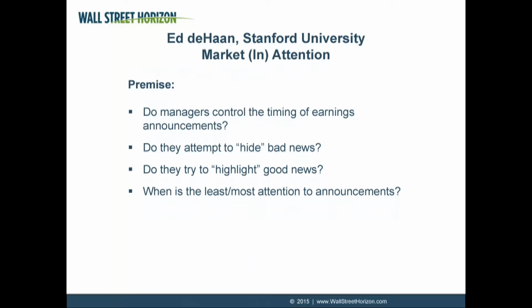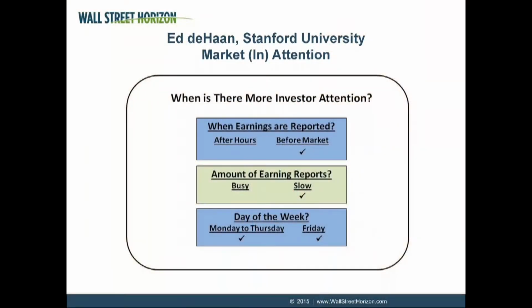So first, I'll talk about deHaan's paper, which is about market inattention. So the question he approached was, do managers control the timing of the earnings announcements? Eric talked a lot about the advancers versus the delayers and what's the value. Well, are they intentionally doing something? Do they try to hide bad news? Are they trying to highlight good news? What type of control do they have on doing this?